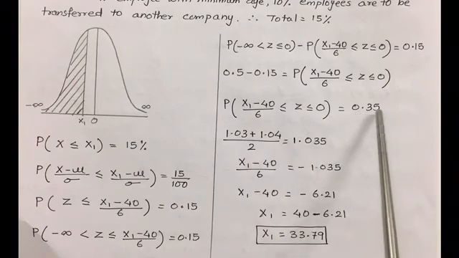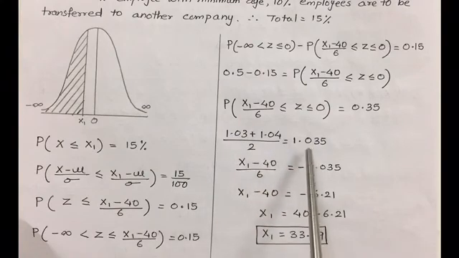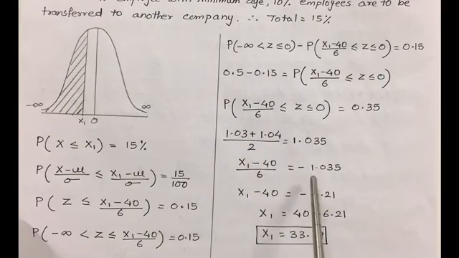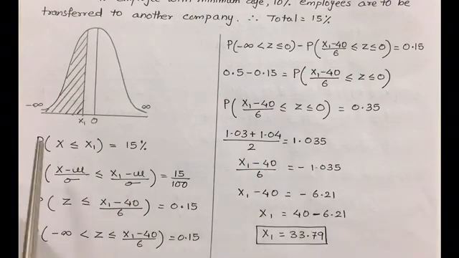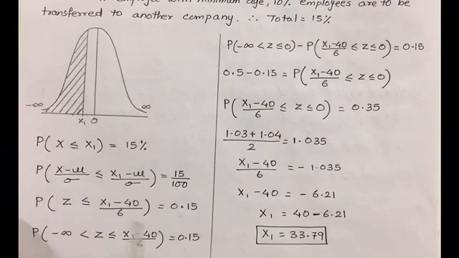Finding this area in the table, we get the z value as 1.035 after taking the average, and 1.035 is negative. The reason is x1 is lying towards the negative side. So (x1 minus 40) divided by 6 is equal to minus 1.035. Multiplying with 6, we get minus 6.21.